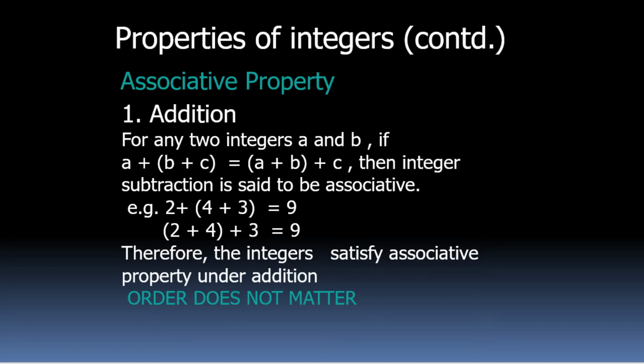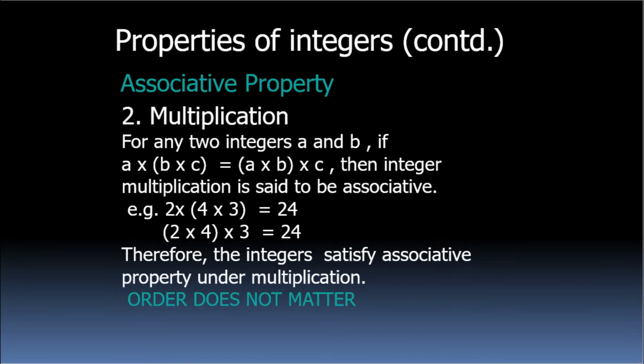So for example, 2 plus 4 plus 3. Now 4 plus 3 is in the bracket. First we'll add these two numbers, that becomes 7, plus 2 equals 9. But the other way, 2 plus 4 within the bracket, plus 3, that is 2 plus 4 is 6, plus 3 equals 9. In either way, the answer remains the same. So integers satisfy the associative property under addition. In this case also, order does not matter.